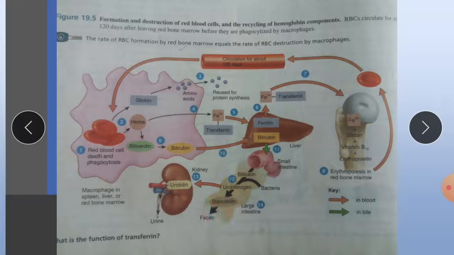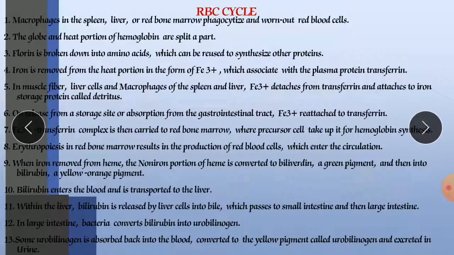So in this fashion is the whole journey of the RBC, from RBC toward the new RBC, and toward the urobilin and toward the stercobilin. Urobilin gives natural color to our urine, and stercobilin gives natural color to our feces. So this is the journey of our RBC, which occurs in this fashion.